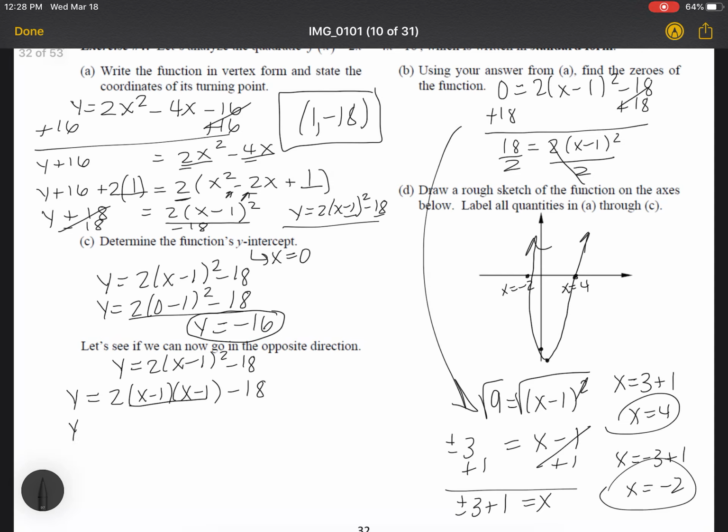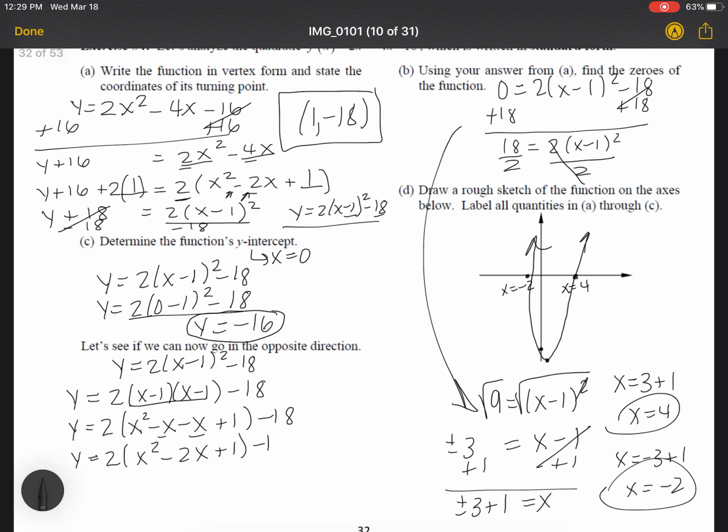I'm going to FOIL this and then distribute my 2. Remember, you have the option of distributing the 2 to just the first set of parentheses and then FOILing. But if you're going to FOIL first, we're going to get x squared minus x plus 1 minus 18. I'm going to combine those like terms in my parentheses before I distribute.